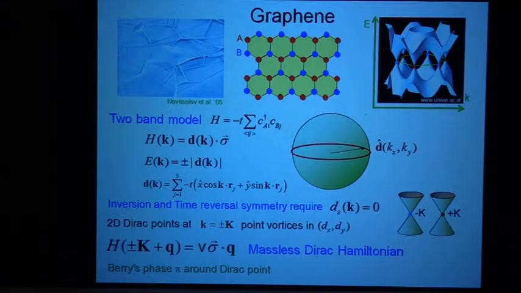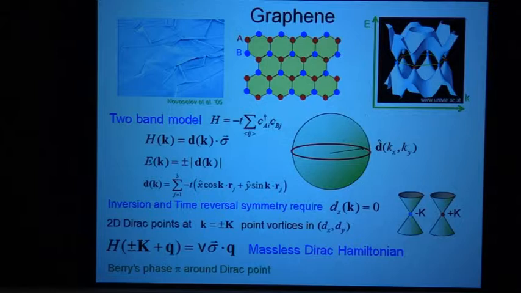Graphene is a wonderful model system where you can see a lot of this physics at work. It's like the two-dimensional version of the Su-Schrieffer-Heeger model. It's the simplest model that you can write down. It has a unit cell that has two atoms in it, so your Bloch Hamiltonian is just going to be a 2x2 matrix again. Basically, it's just like the Su-Schrieffer-Heeger model.